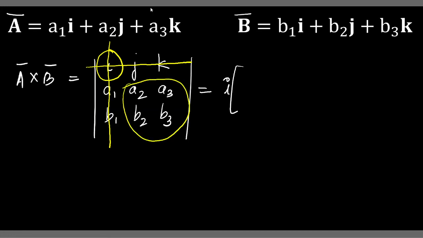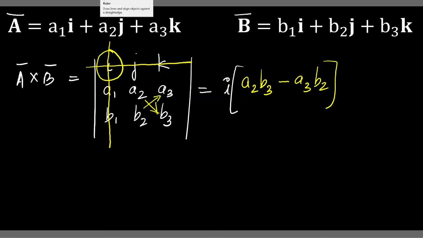These four. You multiply the major diagonal and then subtract the product of the minor diagonal. So you will write here A2B3 minus A3B2 and then close your bracket. That will be your I component.